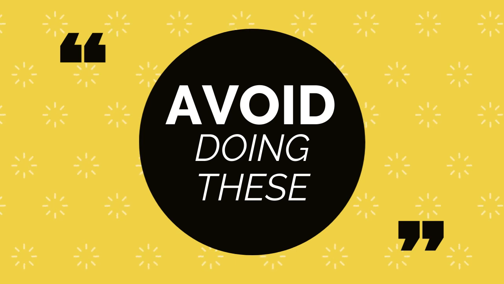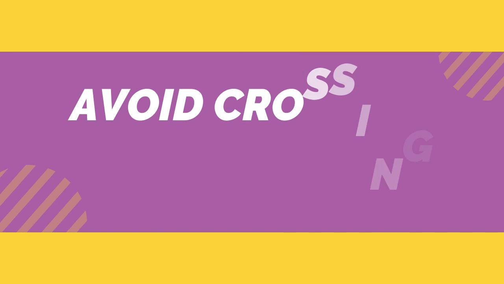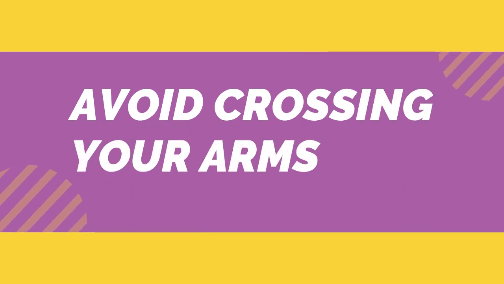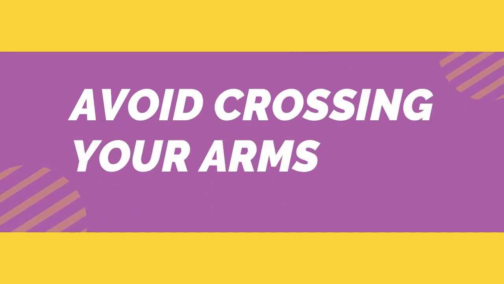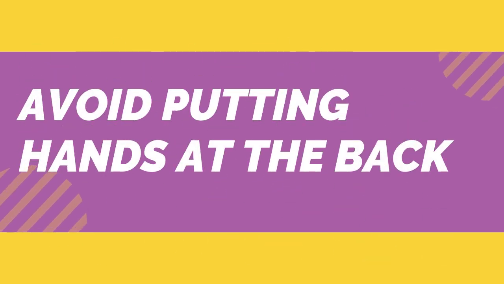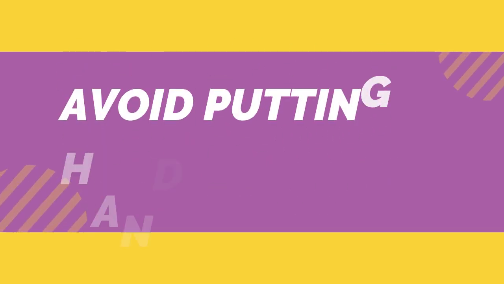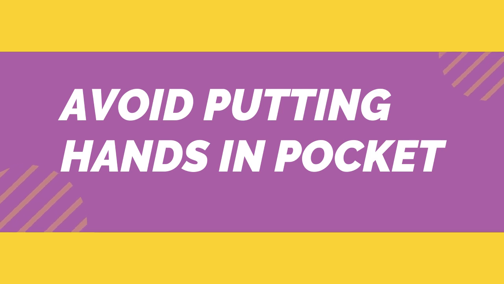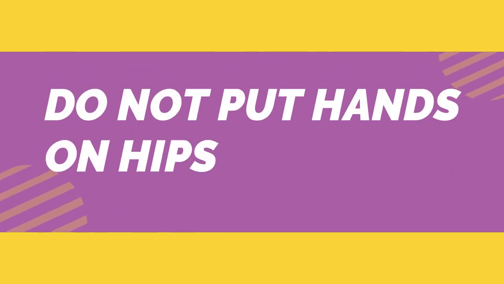Avoid these things as much as possible. 1. Avoid crossing your arms as it makes you look defensive. 2. Avoid putting your hands at the back. It is as if you are hiding something. Also avoid putting your hands in your pocket as if you're hiding something as well. Do not put your hands on your hips as it makes you seem aggressive. It's as if you're bullying your audience.